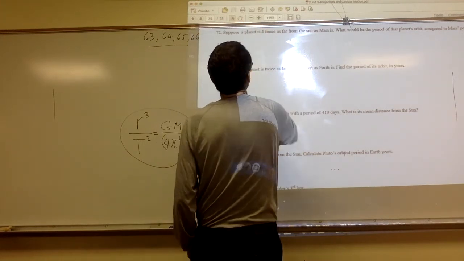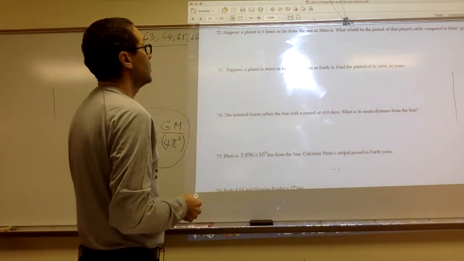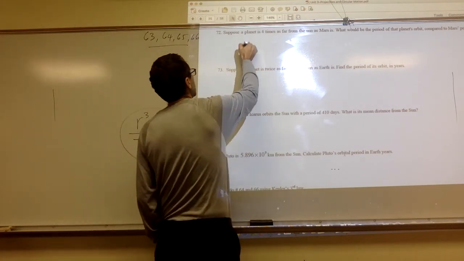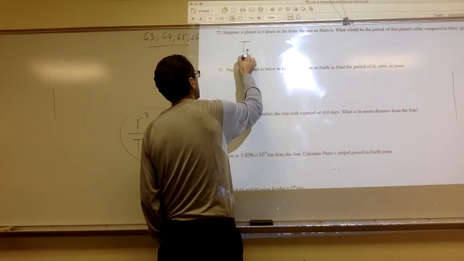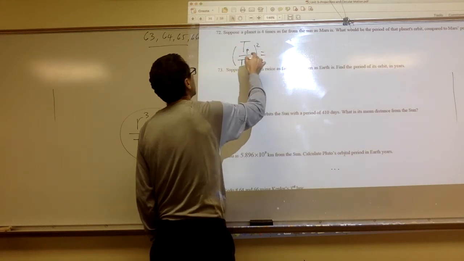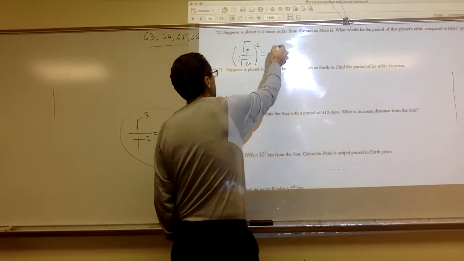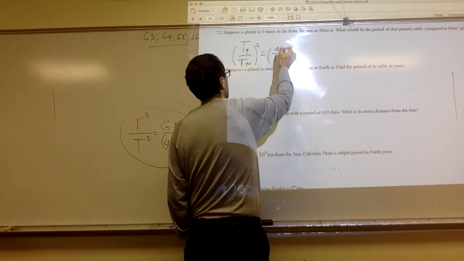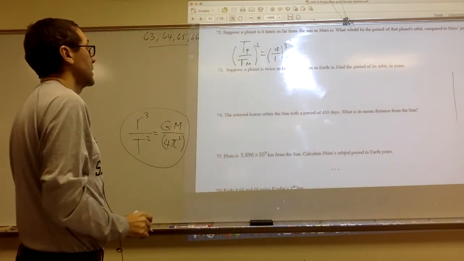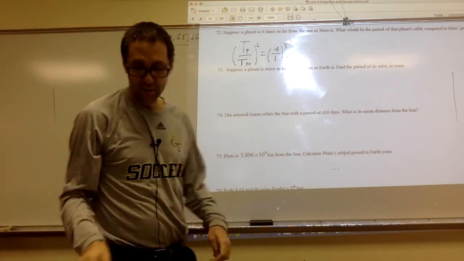Suppose a planet is 4 times as far from the sun as Mars is. What would the period of that planet be compared to Mars' period? Well, this is the T for that planet over T of Mars, squared, equals, now that's a ratio of 4 to 1, and you have to cube that. Now that's 64, and taking the square root of 64, you should get an 8. So the period of this planet is 8 times the period of Mars.